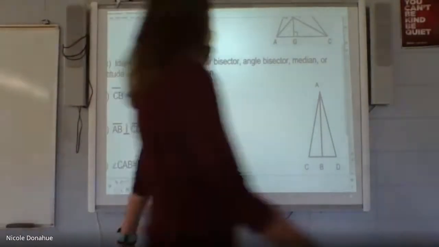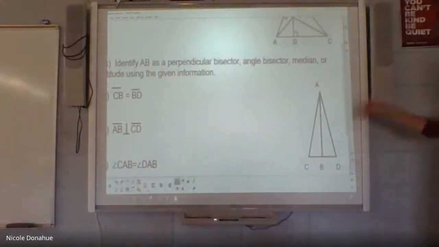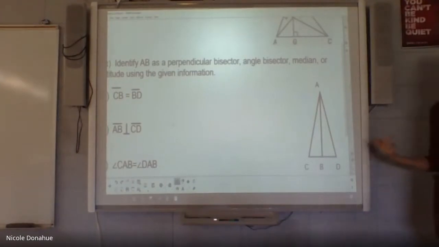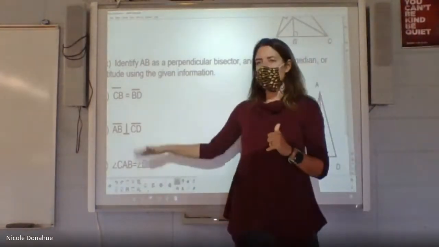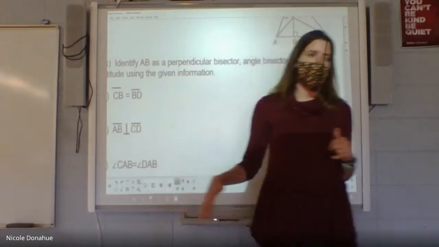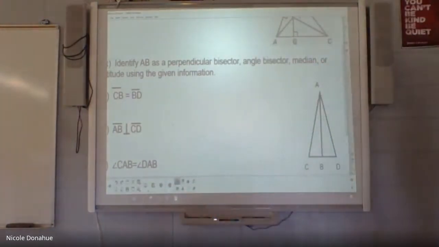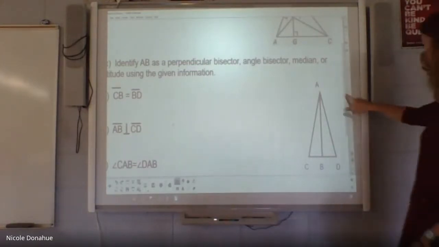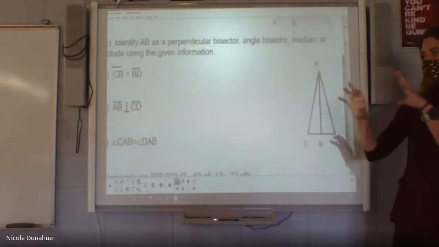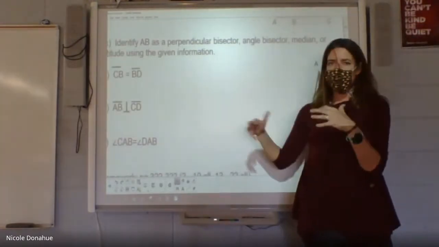So we have AB in this drawing. Right now, we don't know anything about AB. I don't know what type of line AB would be. However, each of these is telling us something about AB, or about the drawing, and that might change our opinion on AB. So each of these is a separate problem, so just that you guys are aware, they don't connect to one another.